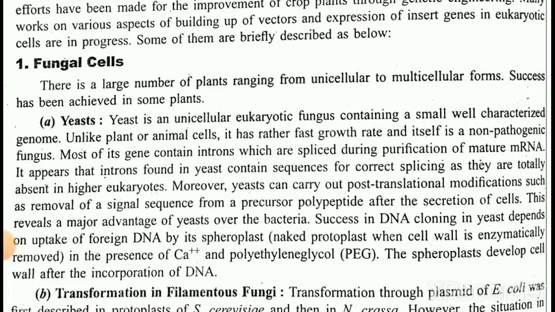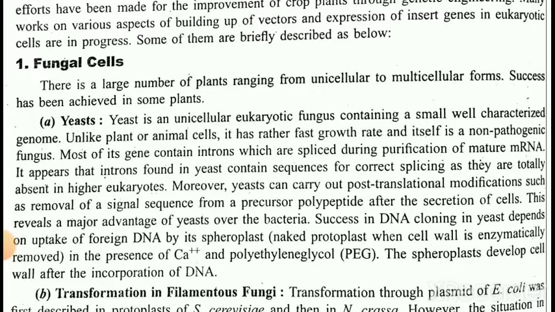A. Yeasts. Yeast is a unicellular eukaryotic fungus containing a small, well-characterized genome. Unlike plant or animal cells, it has a rather fast growth rate and is itself a non-pathogenic fungus. Most of its genes contain introns which are spliced during processing of mature mRNA. It appears that introns found in yeast contain sequences for correct splicing, as they are totally absent in higher eukaryotes. Moreover, yeasts can carry out post-translational modifications such as removal of a signal sequence from a precursor polypeptide after secretion from cells. This reveals a major advantage of yeasts over bacteria.